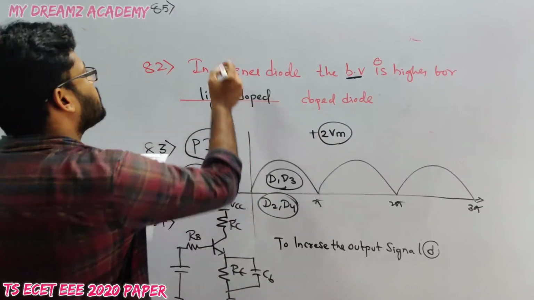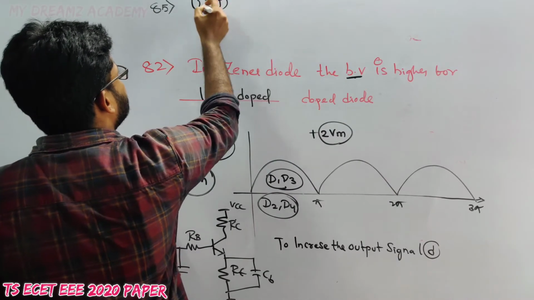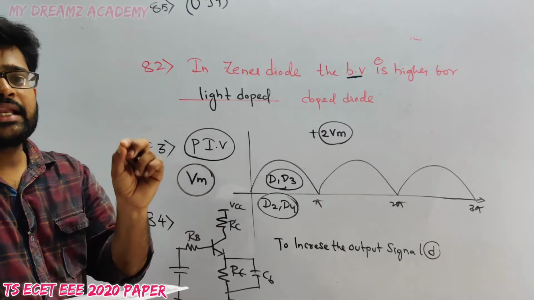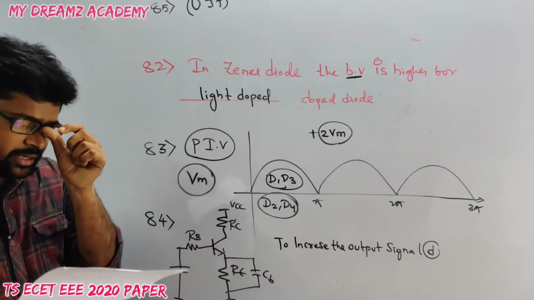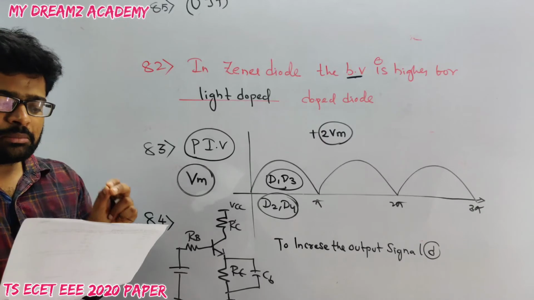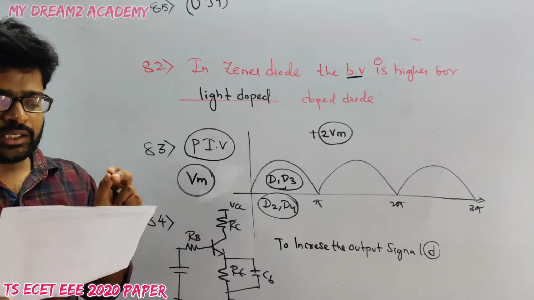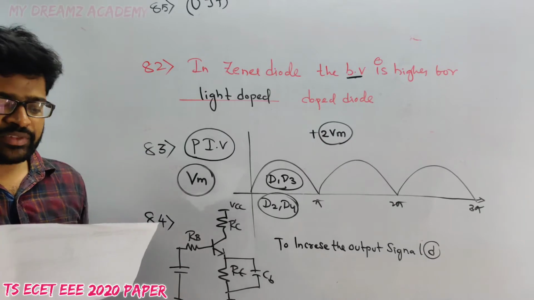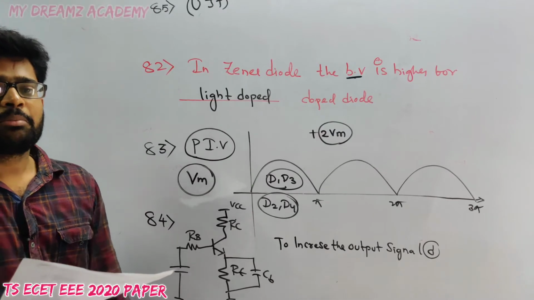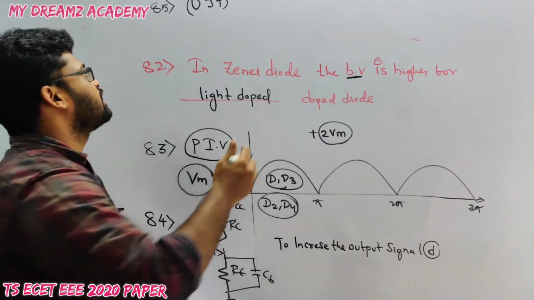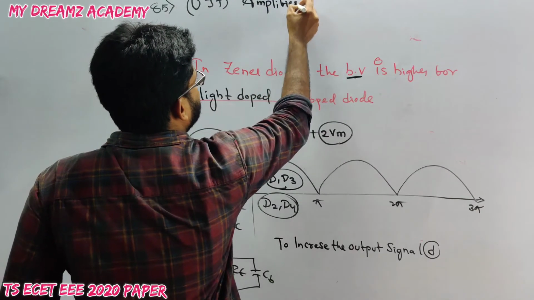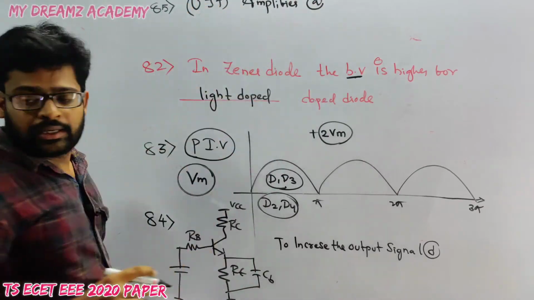Unijunction transistor, UJT, cannot be used as: option A, amplifier; option B, sawtooth wave generator; option C, switch; option D, multivibrator. UJT we can use for a sawtooth waveform generator, and also as a switch, and also as a multivibrator, but we cannot use it as an amplifier. So option A is correct for 85th question.